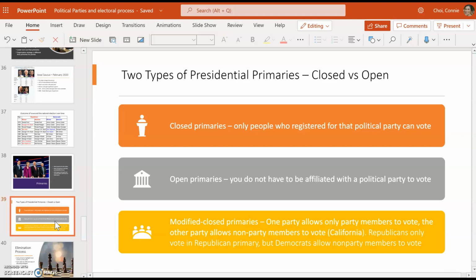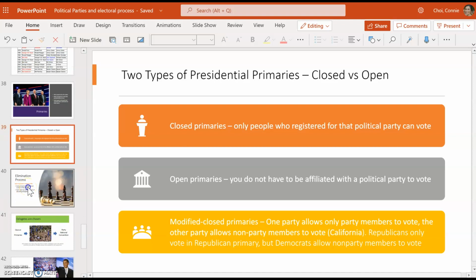We have something called a modified closed primary. For example, one party allows only party members to vote, and the other party allows non-party members to vote. In California, if you want to vote in the Republican primary, you have to declare and register as a Republican. However, for the Democrats, you don't necessarily have to declare yourself and register as a Democrat to vote in the Democratic primary. So what's interesting is that if you're an independent, let's say you do not declare yourself either Republican or Democrat, you cannot vote in the Republican primary. However, you can vote in the Democratic primary, but you have to ask for a ballot. And so that's what we call a modified primary here in California.